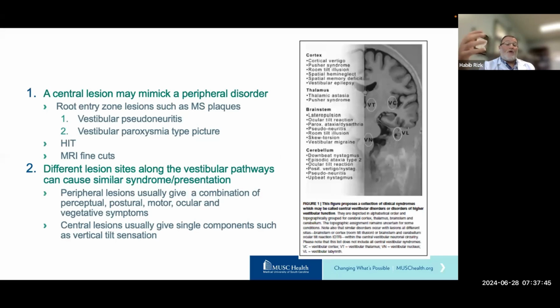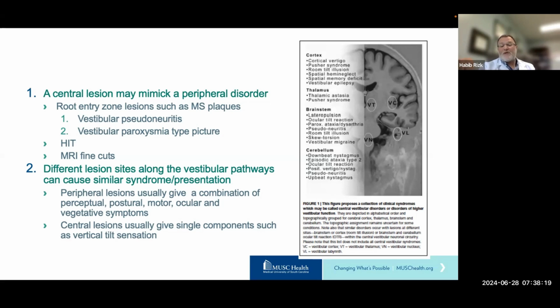And going over a few examples of this, like a central lesion that can mimic a peripheral disorder, you will see sometimes patients coming with a diagnosis of MS that is inactive, and they are dizzy. I always pay attention that if they had an MRI, there are fine cuts of the MRI around the IAC. I've had a few cases of patients who presented with a neuronitis picture and they had a known MS, but the MRI did not show a plaque. But when you repeat the MRI, there was a plaque on the root entry zone that was active.